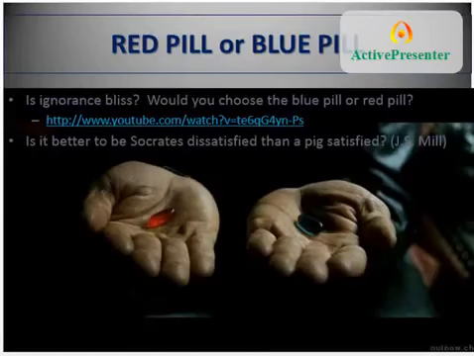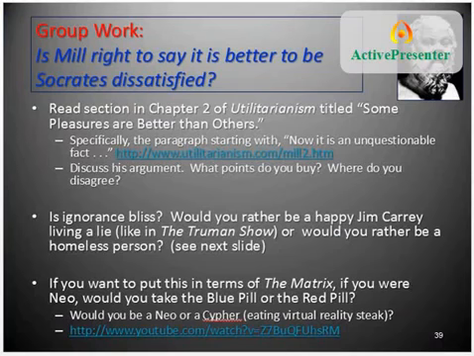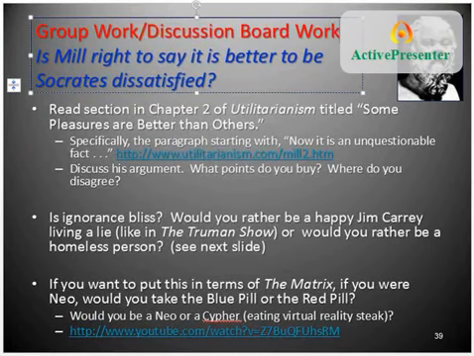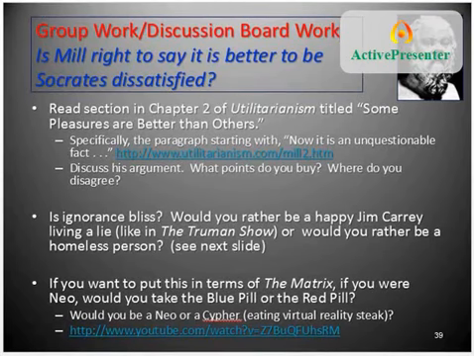Though some people would say, you know what? No, truth is more important, even though it's painful. You guys be the judge. Talk about it in the discussion board. Group work, discussion board work. Is Mill right to say it is better to be Socrates dissatisfied? Or do you think Bentham's right, it's better to be a pig satisfied?